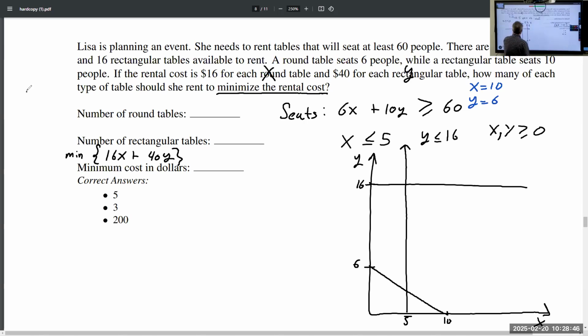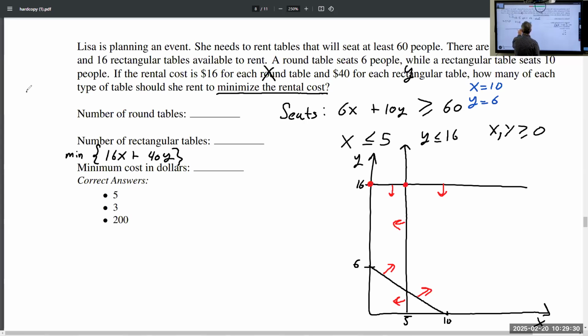So y is less than 16 says you got to go down. X is less than 5 says you need to go to the left. The 6 and 10 says you need to go away from 0. This one says you need to go this way. All kinds of arrows. And it has to be greater than or equal to for y, greater than or equal to for x. So I think we're in this spot.